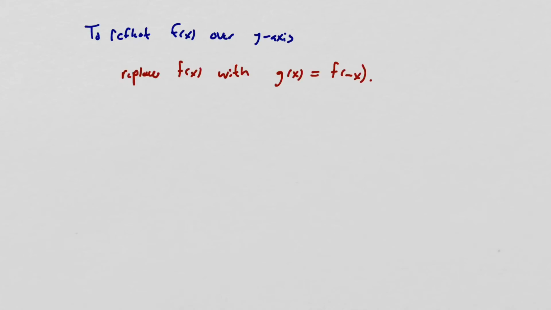So to reflect f of x over the y-axis, we're going to do the following. All we need to do is replace our f of x with g of x. Our g of x function is going to be f composed with negative x here. Another way to say this is we're going to evaluate instead at negative x. Let's go ahead and look at an example.